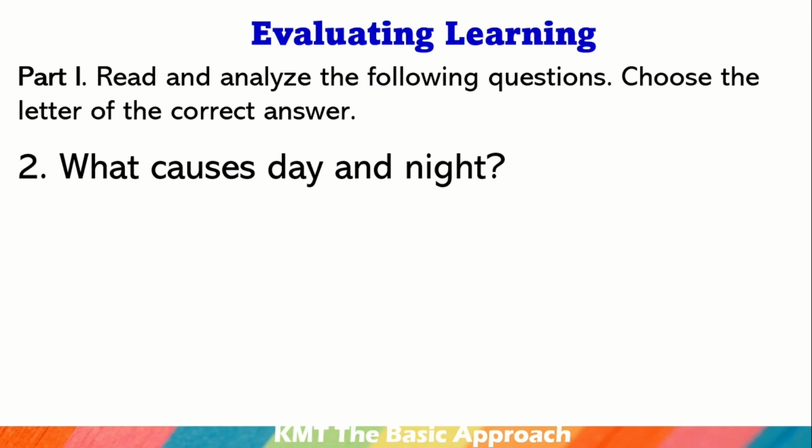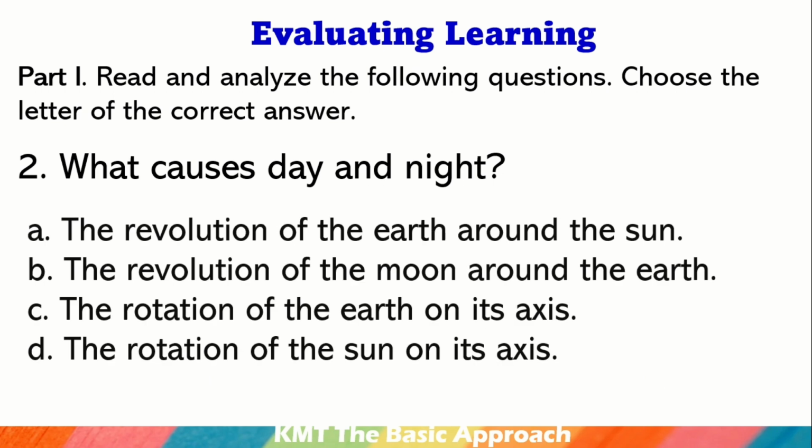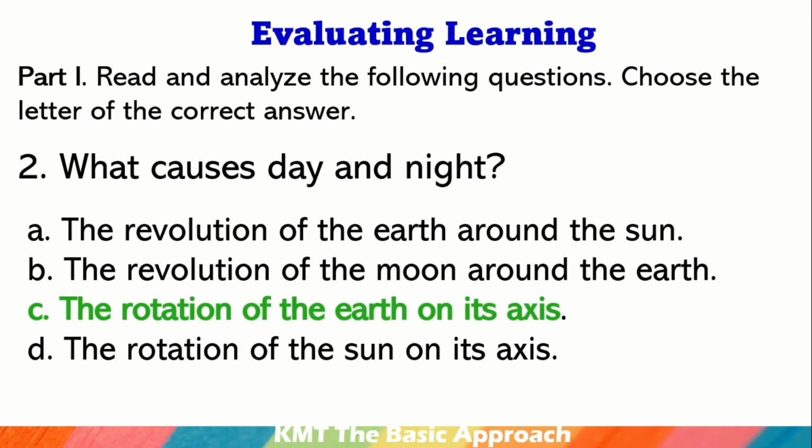Number 2. What causes day and night? Letter A. The revolution of the Earth around the sun. Letter B. The revolution of the moon around the Earth. Letter C. The rotation of the Earth on its axis. Or letter D. The rotation of the sun on its axis. What is the correct answer? Good job! The correct answer is letter C. The rotation of the Earth on its axis.